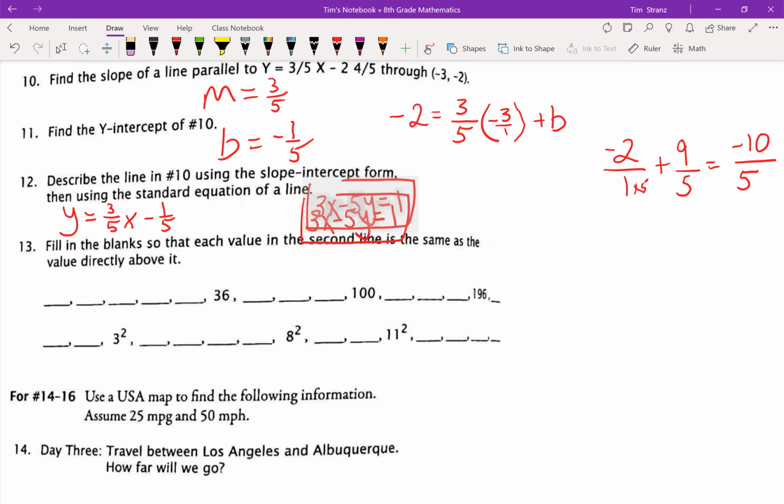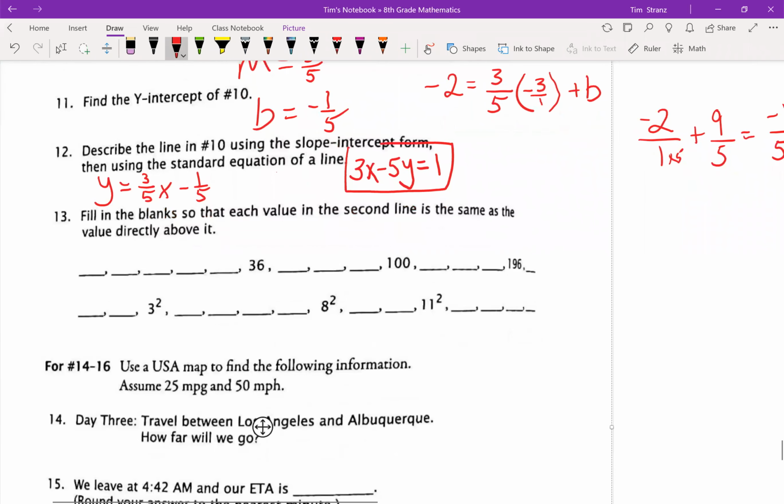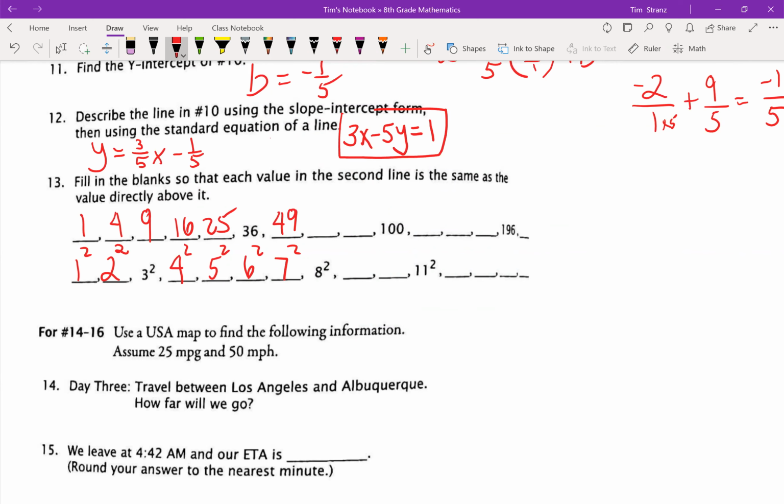Okay, now looking at number 13. Fill in the blanks so that each value in the second line is the same as the value directly above it. Okay, so again, the bottom line is going to be everything squared. The top line is the results, right? So we would have 1 squared equals 1, 2 squared equals 4, 3 squared is going to be 9, 4 squared is going to be 16, 5 squared, 25, 6 squared is 36, 7 squared is 49, 8 squared is 64, 9 squared is 81, 10 squared is 100, 11 squared is 121, 12 squared is 144, 13 squared is 169, 14 squared is 196, and 15 squared is 225. Okay.